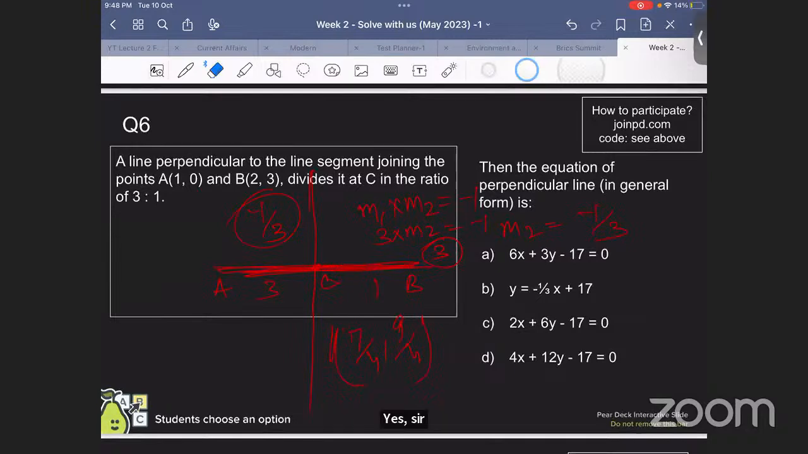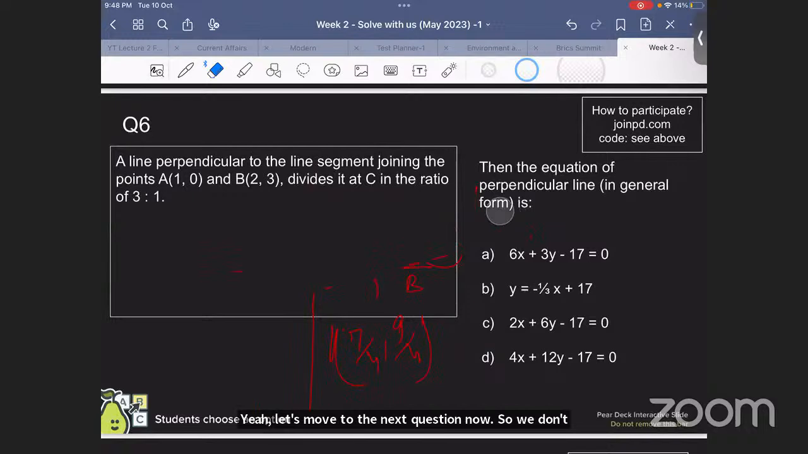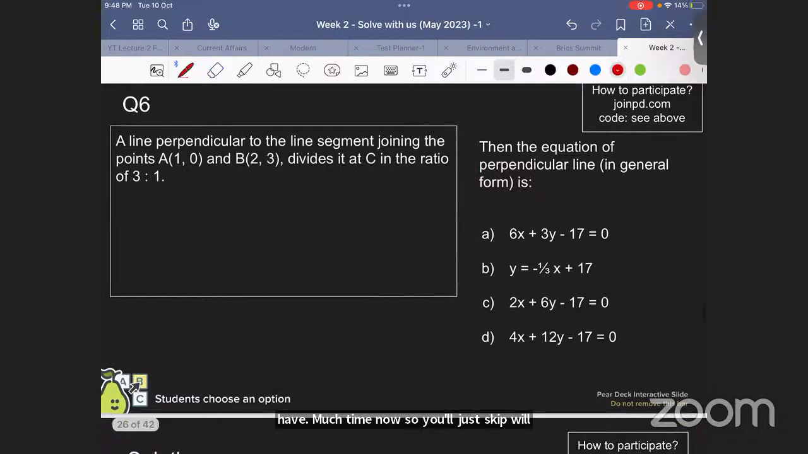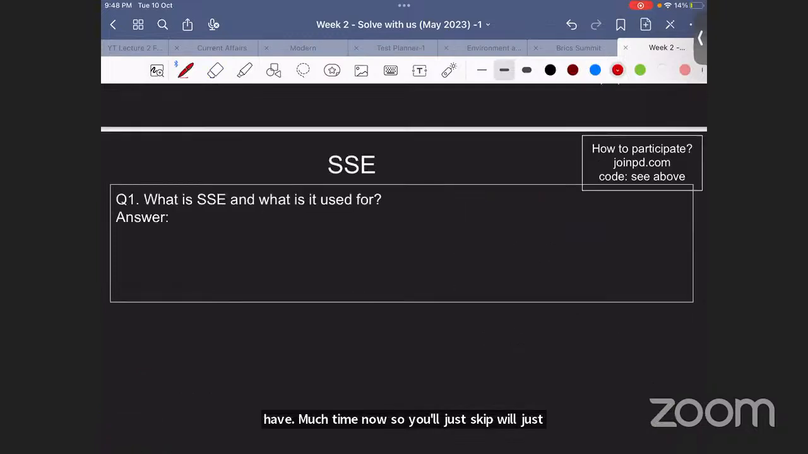Let's move to the next question now. We don't have much time now, so we'll just solve it in a fast way. So SSE, it's simple. What is SSE? Everybody knows that.